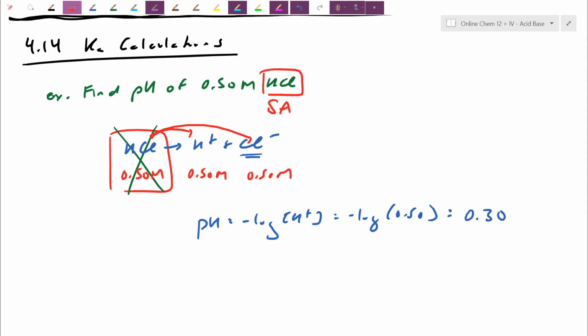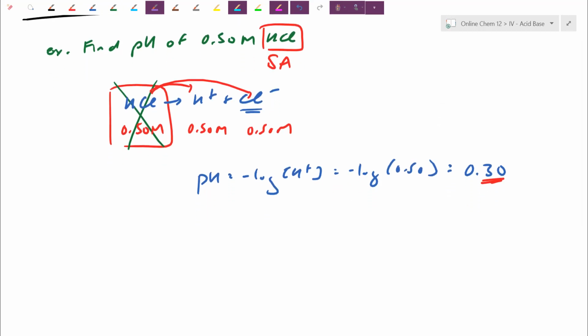A reminder, whenever you have pH, pOH, p-anything, the significant digits are only after the decimal place. That was a more standard question in part 1. In part 2, all we're going to change up here, let's see how this question is different. I want you to find the pH of 0.50 molar.